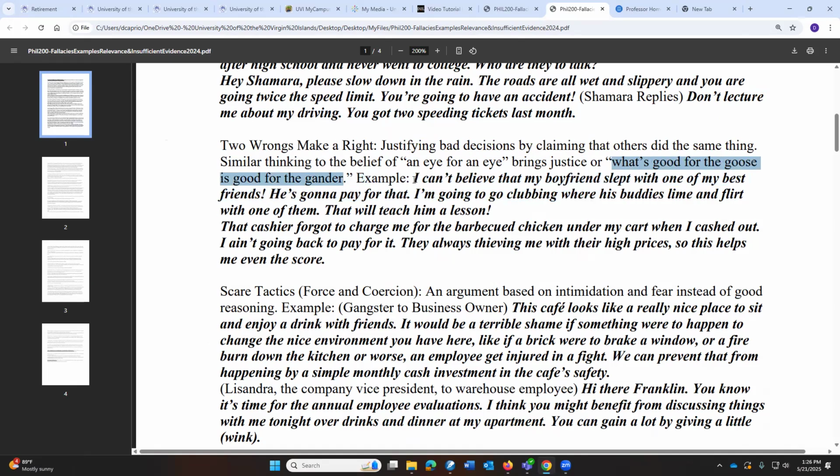In our example, I can't believe that my boyfriend slept with one of my best friends. Uh-oh, that's terrible. He's going to pay for that. I'm sure he will. I'm going to go clubbing where his buddies hang out and flirt with one of them. That'll teach him a lesson. I don't know. All right.